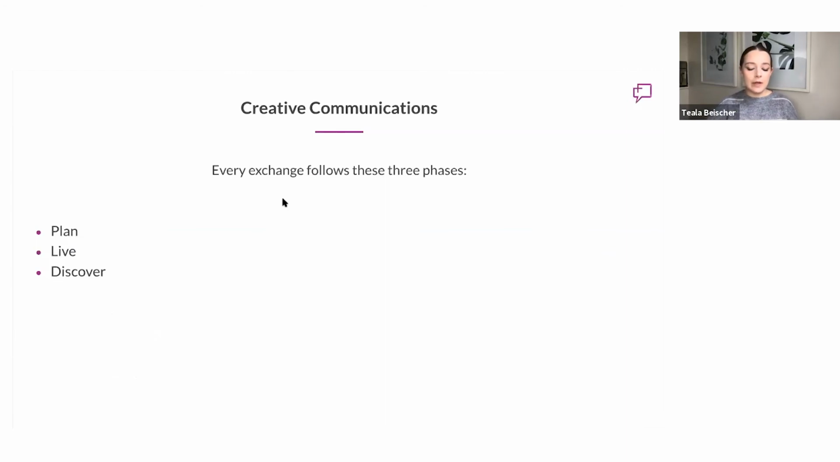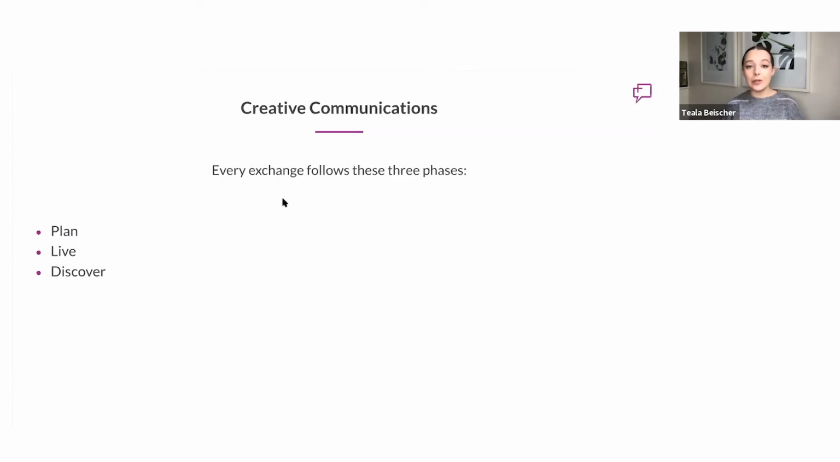But essentially, when you're thinking about communicating for an online engagement strategy, your objective is to be as creative as possible, to invite as many voices in, and to build as much equity as you can. And so there's 3 steps in every single exchange that you're going to want to build communications around. So one is the plan step.